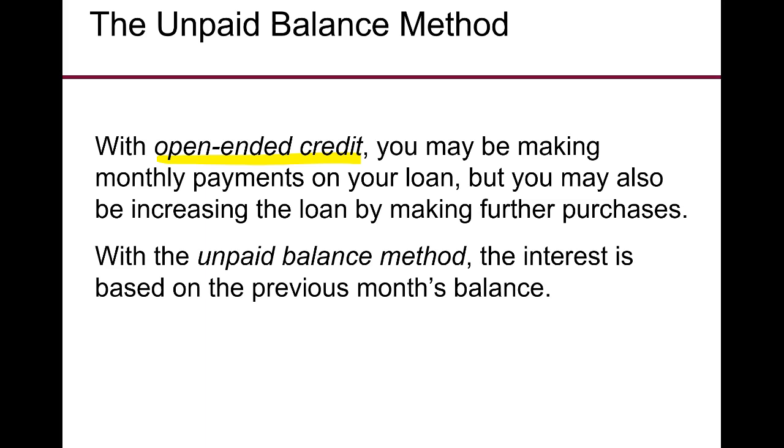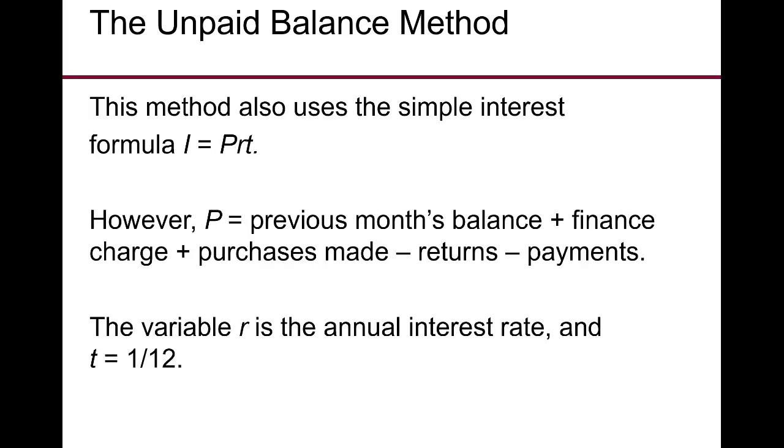We're going to see two different methods for computing the finance charges on open-ended credit. The first is called the unpaid balance method. In this method, the interest is based on the previous month's balance. So we have to be careful with this method. It uses the simple interest formula I equals P times R times T that we're familiar with.